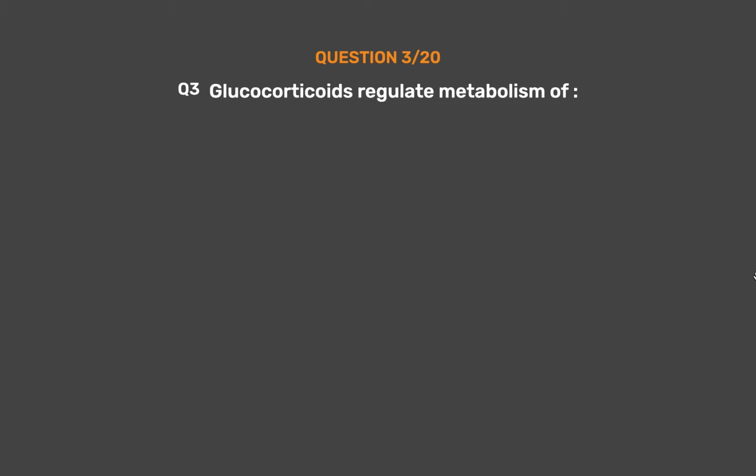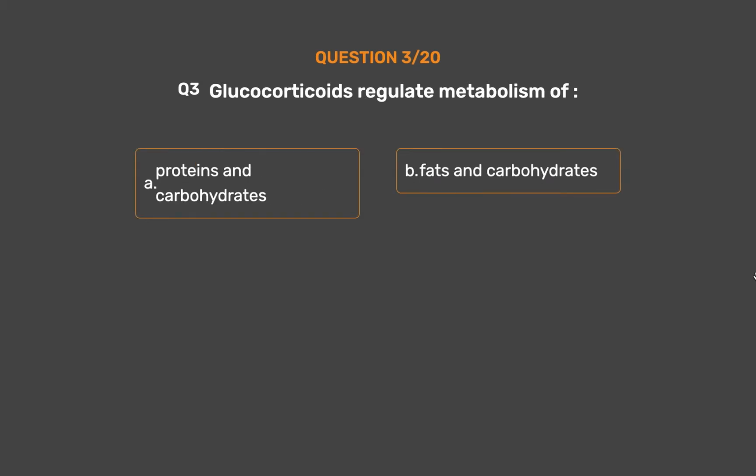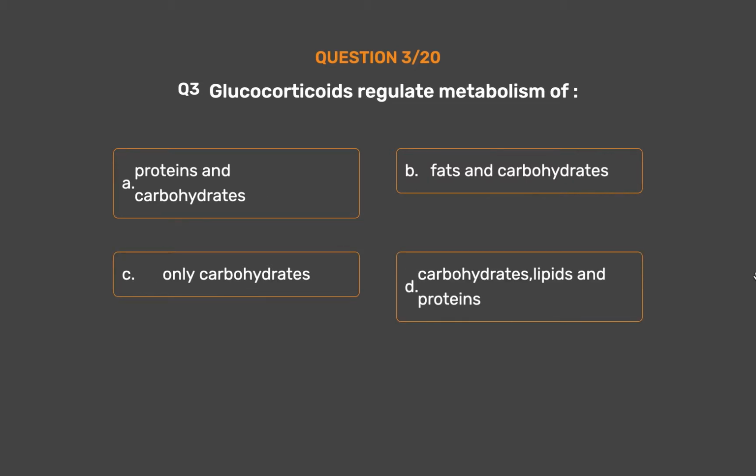Question number 3. Glucocorticoids regulate metabolism of: Option A. Proteins and carbohydrates. Option B. Fats and carbohydrates. Option C. Only carbohydrates. Option D. Carbohydrates, lipids and proteins.